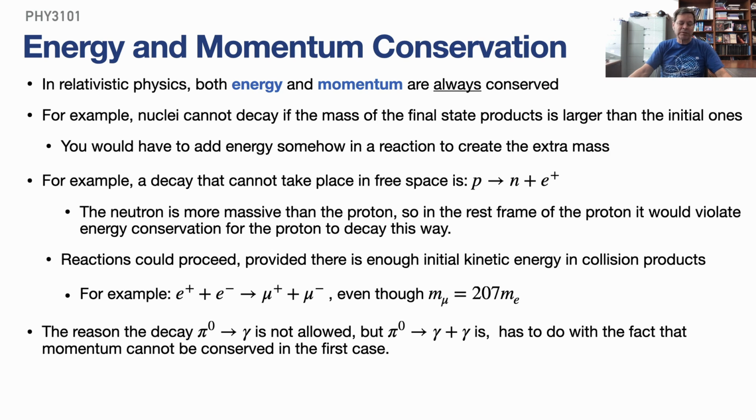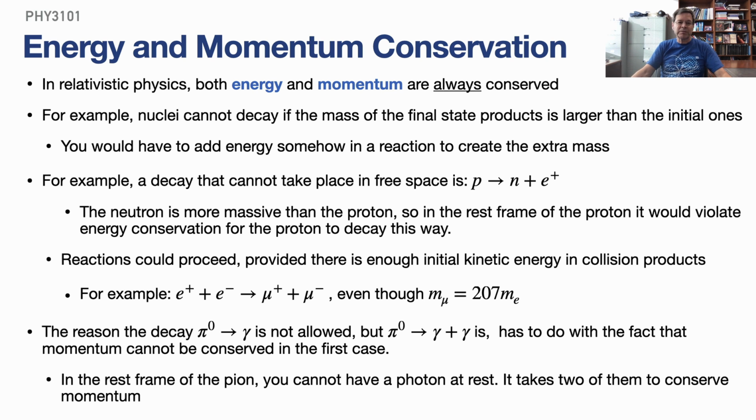Now, coming back to the original question posed on the last conservation law, the reason the pi zero can't decay to a single photon is because momentum would not be conserved in that case. Why? Well, in the rest frame of the pion, you cannot have a photon at rest. They always travel at the speed of light. The pion itself, though, cannot reach the speed of light because it has mass. So in one case, you have a rest frame of the pion, where it's not moving in that rest frame. And if it decayed to a single photon, how would that work?